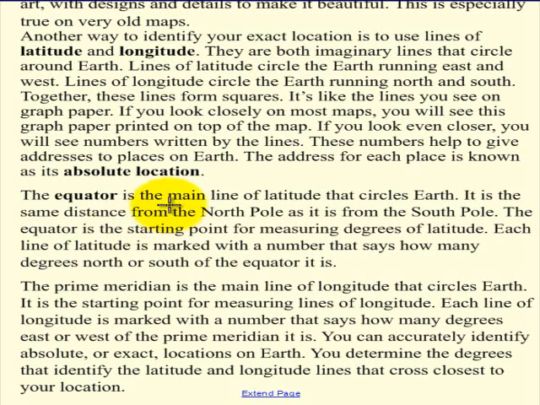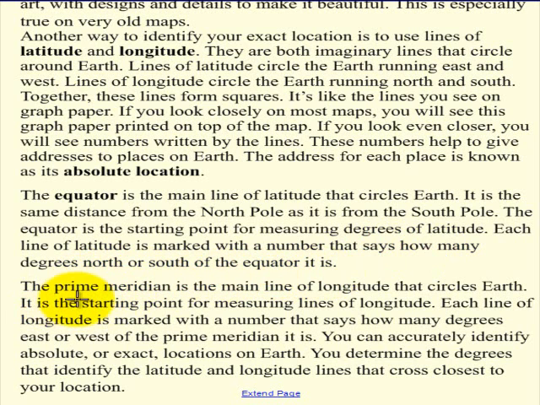The equator is the main line of latitude that circles Earth. It is the same distance from the North Pole as it is from the South Pole. The equator is the starting point for measuring degrees of latitude. Each line of latitude is marked with a number that says how many degrees north or south of the equator it is.